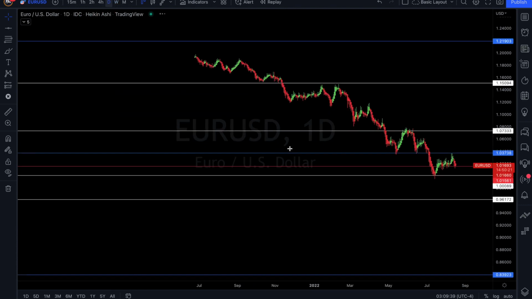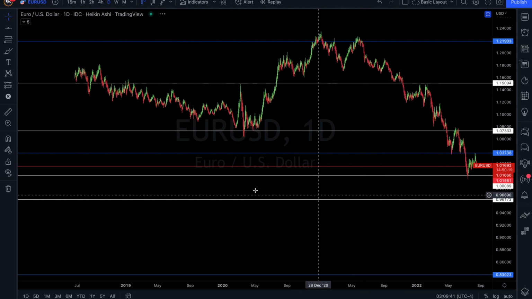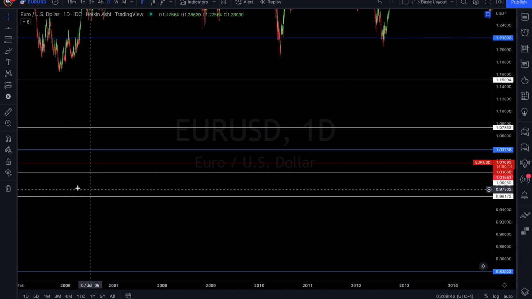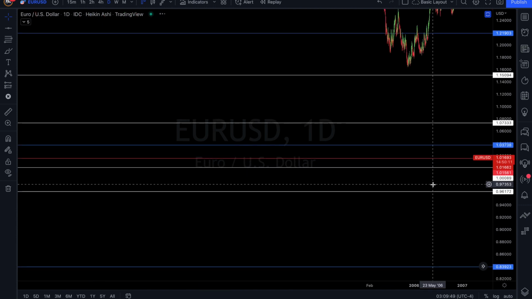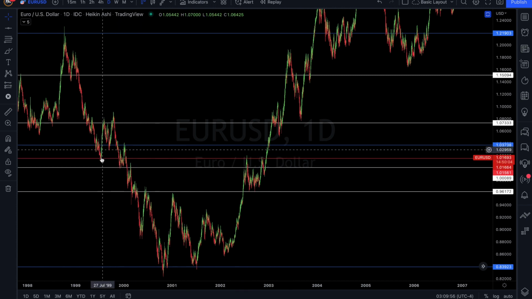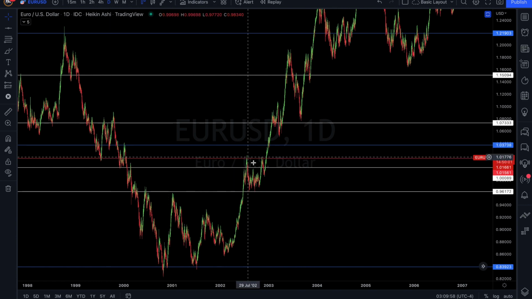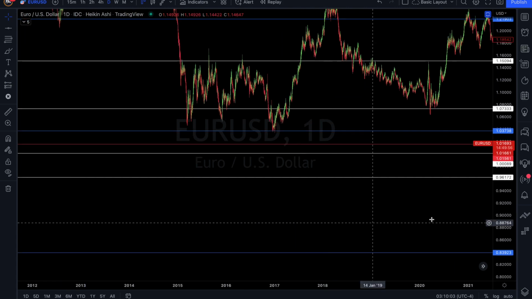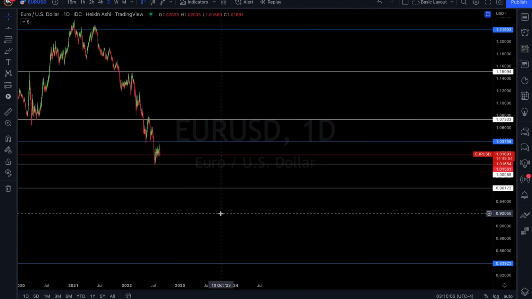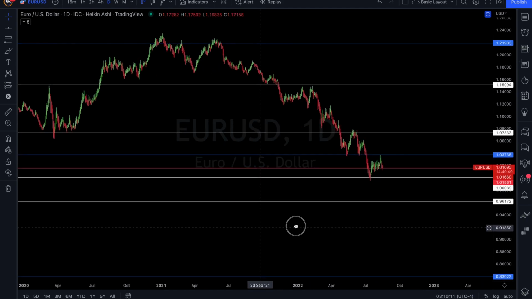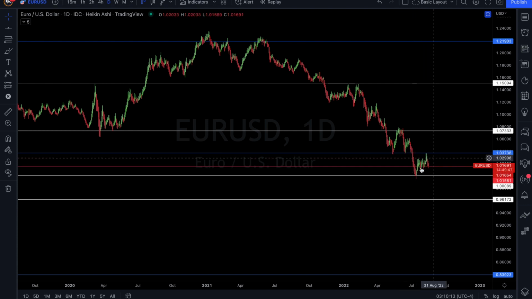Now, if we go to the daily, I had to go all the way back here to even put anything on. This was all the way back from like 2000 to 2003. Basically, this rejection right here, and then these rejections right there. So that's where that red line came from. The red line represents the daily. I only put the daily on because that is where current price action is right now.